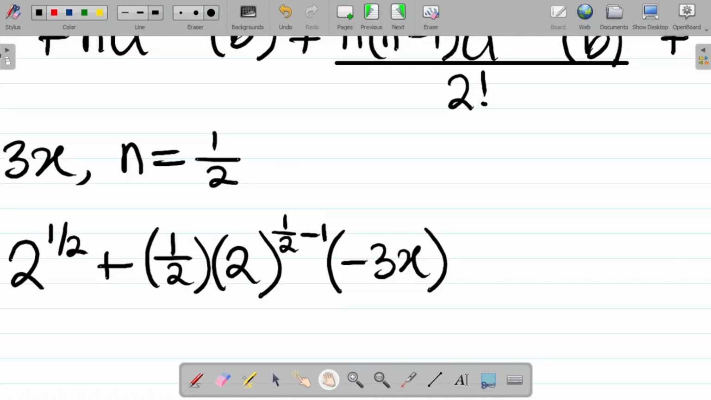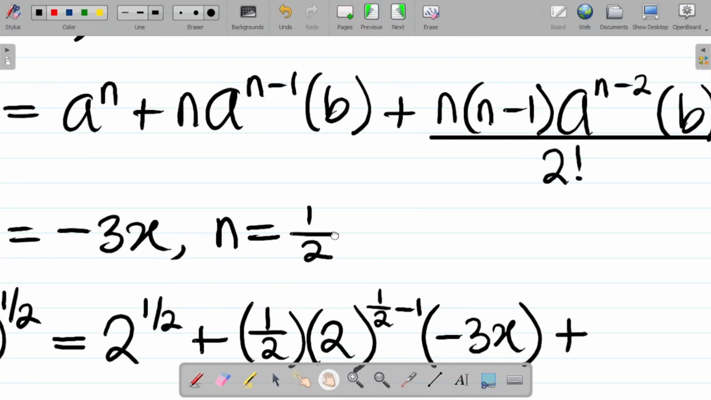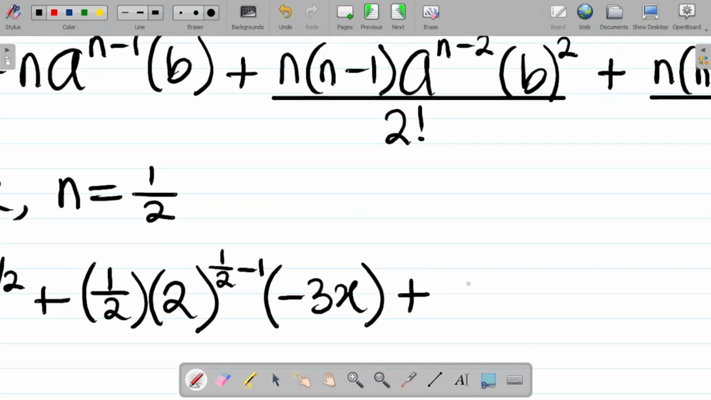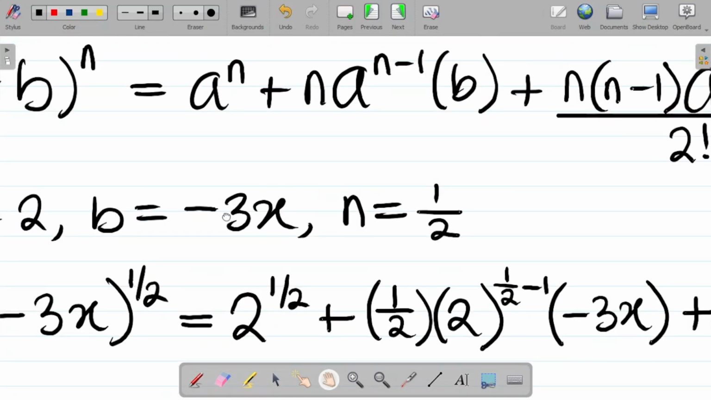Let's proceed. Plus, next up you have n times (n minus 1). n is 1 over 2, so n times (n minus 1) becomes 1 over 2 times (1 over 2 minus 1), into a to the power n minus 2. What's a? a is 2.